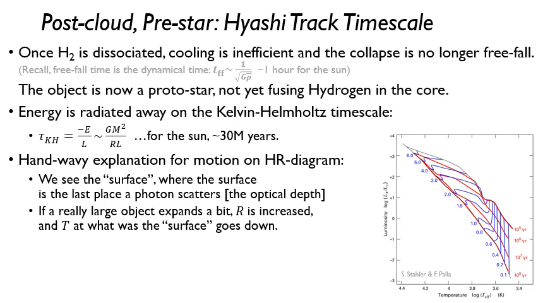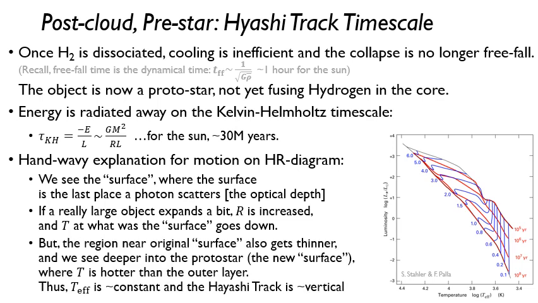If your radius is increased a little bit, then the temperature at what we used to call the surface goes down a little bit. Okay, but this region near that surface gets a bit cooler. It also gets a little bit thinner, right? Because you've expanded your radius, so now you have a slightly less dense region, and so then the optical depth is actually larger, right? So you're going to see deeper into the protostar. So what you see now, what's the new surface, is a bit deeper, and there the gas is actually still a little bit hotter, right?